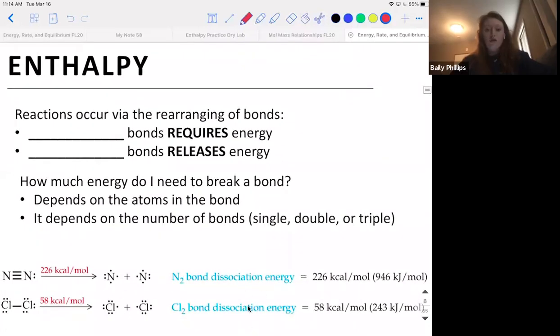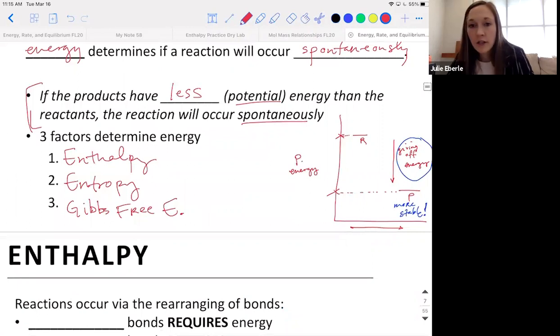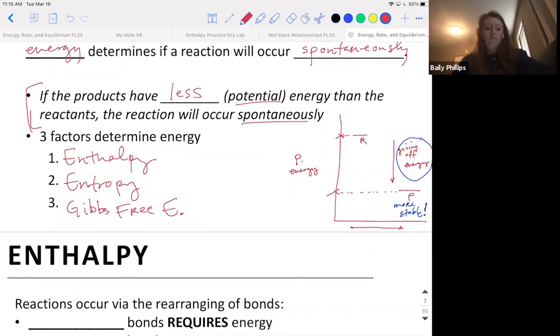So I have a question. Oh, yes. What's your question? What was the R in that graph again? Reactants, Bailey. Reactants. Okay. The energy level of your reactants and the energy level of your products. Yeah, great question. Thank you.